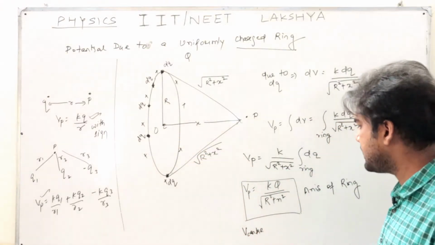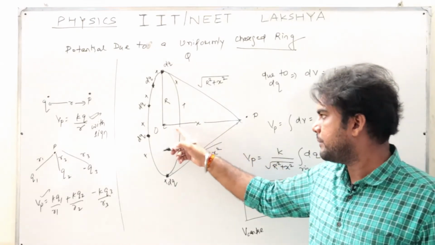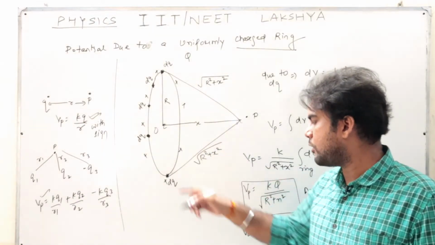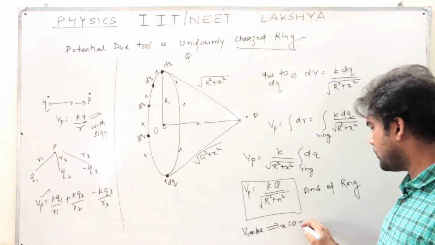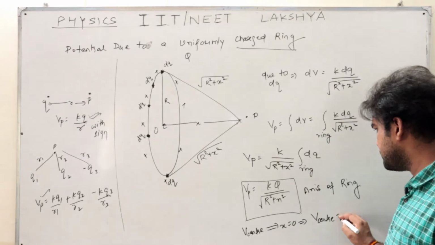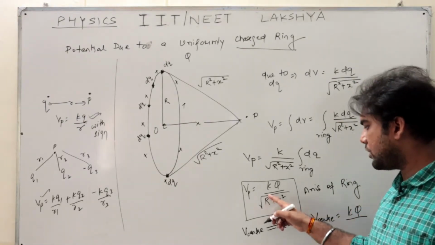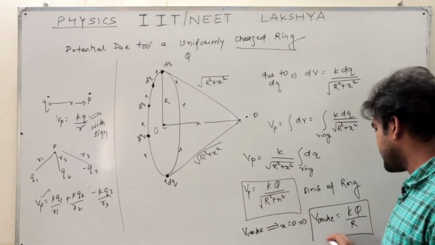For potential at the center of the ring, we know this distance will become what? 0, because the point P will overlap with O. So the distance x will become 0. Let us substitute x equals 0, which implies potential at center would become kq upon, under root r square, which will become r. So this is the formula we get for the center.